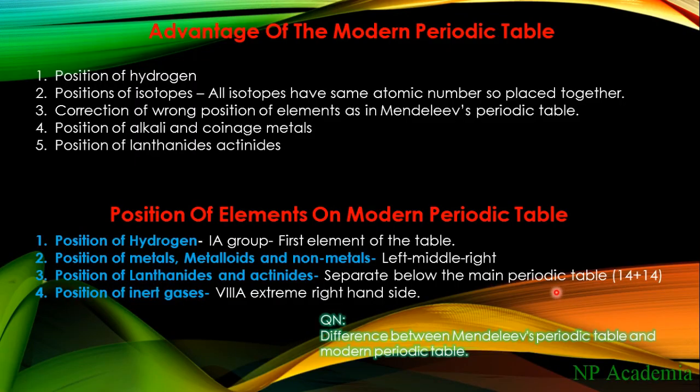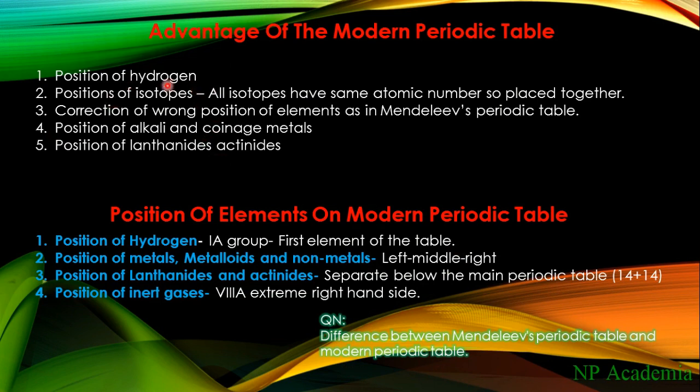Again, some questions will arise from here. The first question I have noted here is the difference between the Mendeleev periodic table and the modern periodic table. Easily you can differentiate it. First you have to write the law, Mendeleev's periodic law and the modern periodic law, and you can write the advantages.